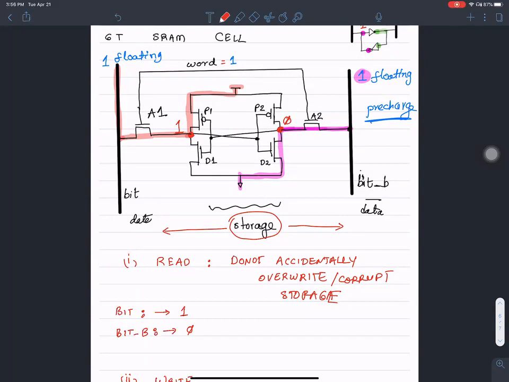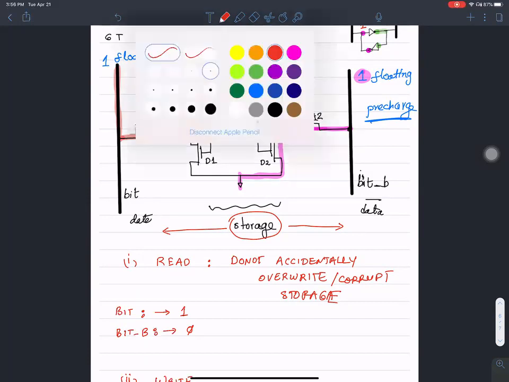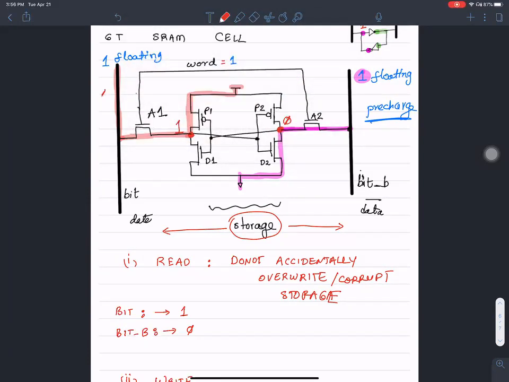So questions, please. What questions do you have when it comes to reading operation? Reading operation is that I'm trying to mirror the contents of this memory from here onto the data lines. So this 0 should reflect or mirror onto the bit and bit bar lines. That way I have read the contents of this memory without accidentally corrupting the storage.